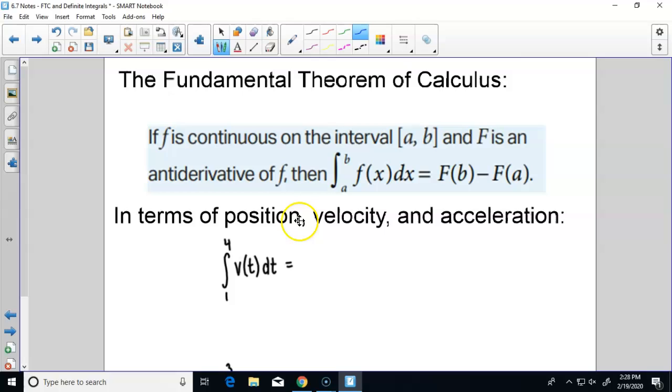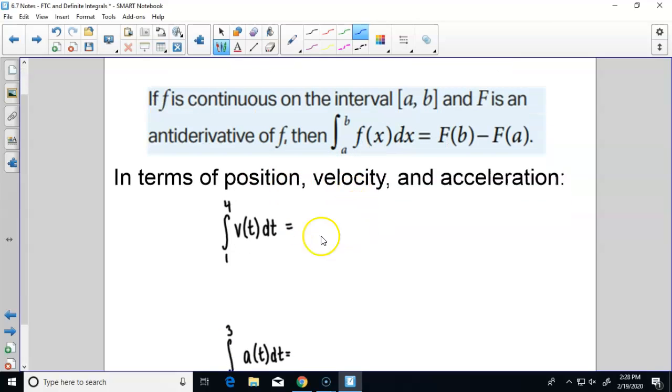So just to think about this in terms of position, velocity, and acceleration, if I have the velocity of t and I'm integrating it from 1 to 4 with respect to t, what do I get if I integrate velocity? Which function do I get? It'll be position, right? Because if I have position and take the derivative, I get velocity. If I have velocity and take the derivative, I get acceleration. So the integral of velocity gives me position, so that would be x of t.